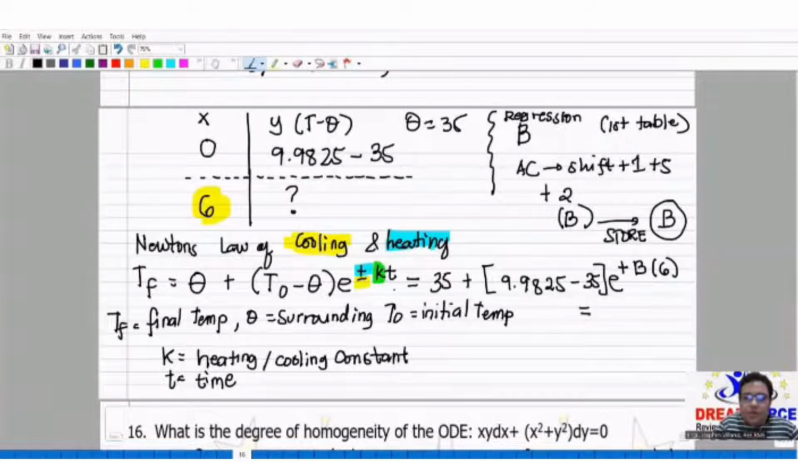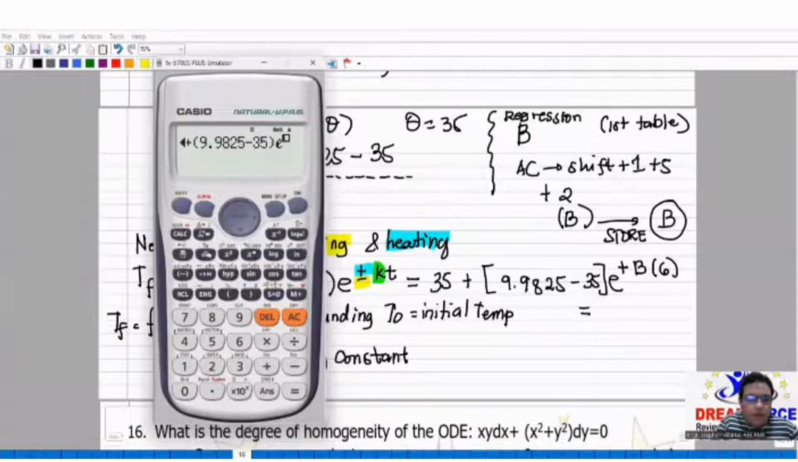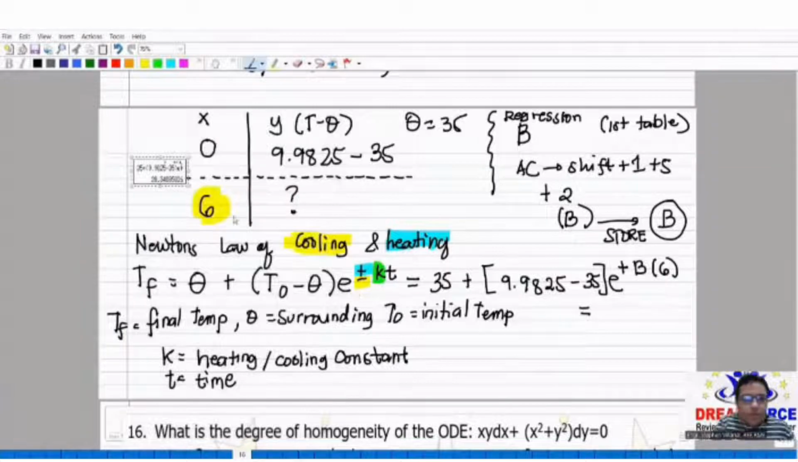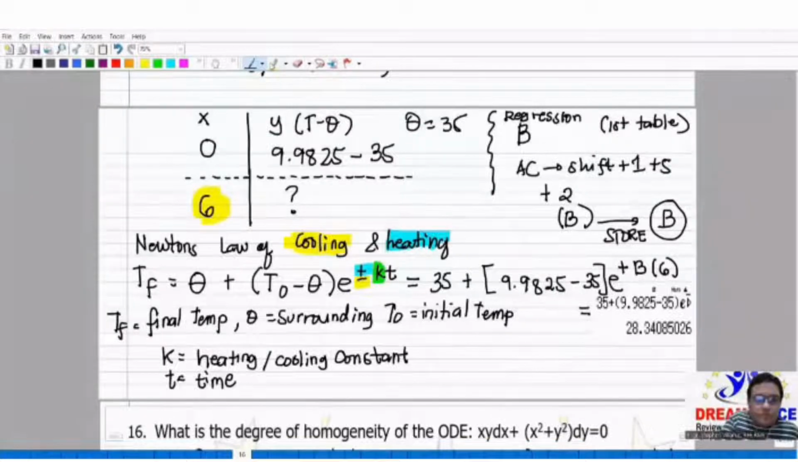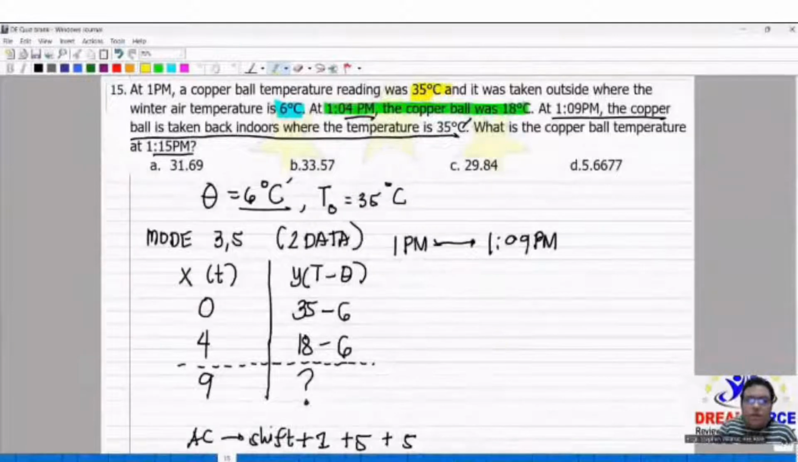So this is now equal to 35 plus the quantity 9.9825 minus 35 multiplied by E raised to positive B times 6. So, press lang natin yung equal. So, this is 28.34. So, yun na po yung sagot natin. This is now your temperature. So, that is letter C, approximately.